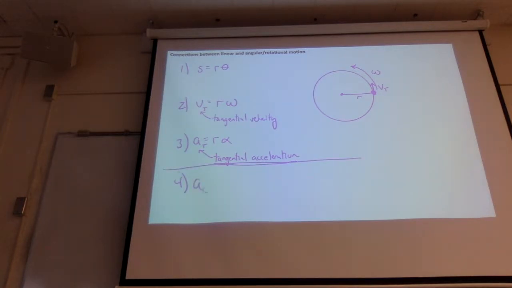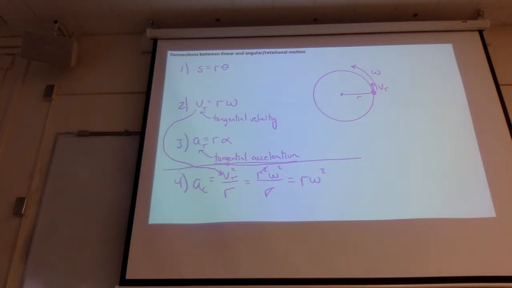It is the other acceleration we learned about, the centripetal acceleration, a sub c, which we know before was v squared over r. That v is a tangential velocity. It's how fast it's moving tangent to the circle. And now, since we have an equation for tangential velocity, I can plug that in. We'll get a new expression. So r squared omega squared over r. One of the r's cancels, and we're left with r omega squared.